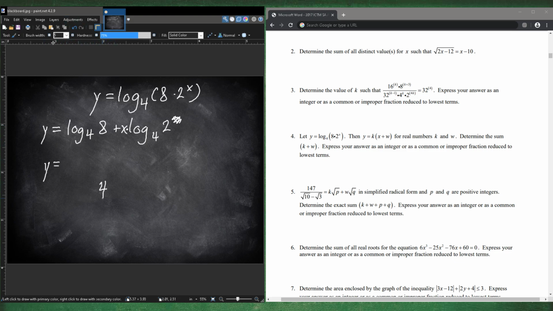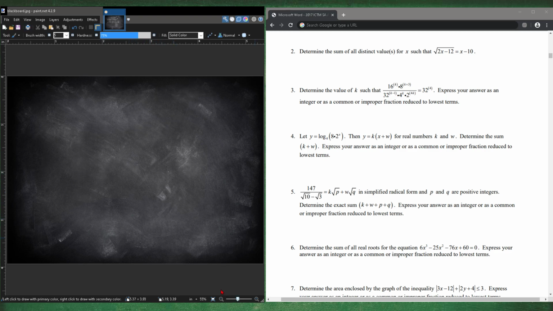Well, log base 4 of 8, let's just use a, so 4 to a is equal to 8. So 2 to the power 2a is equal to 2 to the power 3. So a equals 3 over 2. Okay, so this is 3 over 2 plus x, and what's in front of that? Well, log base 4 of 2. What's log base 4 of 2? Well, 4 to the power of a is equal to 2. 2 to the 2a equals 2 to the power 1, so a is equal to 1 half. So distributing out the 1 half, that's x plus 3. So our k is 1 half and our w is 3, so adding those together is 7 over 2.